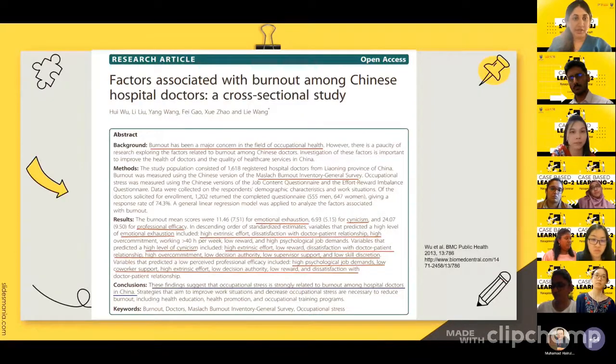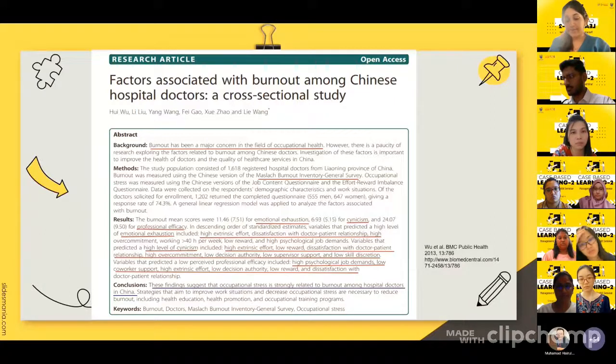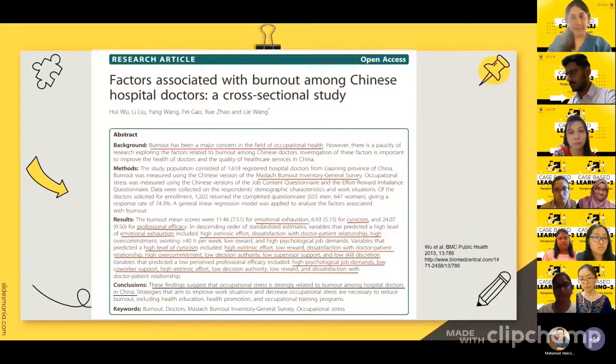And the last one shows factors associated with burnout among Chinese doctors. It was a cross-sectional study conducted in China. The findings explained emotional exhaustion, cynicism, and professional efficacy. In conclusion, these findings suggest that occupational stress is strongly related to burnout among hospital doctors in China. So most healthcare professionals were experiencing this burnout. Next, I'll pass it to my colleague.